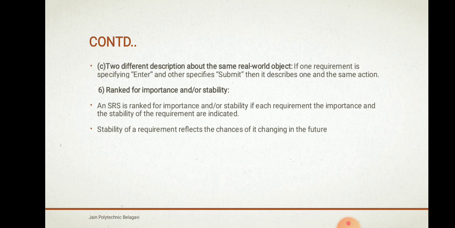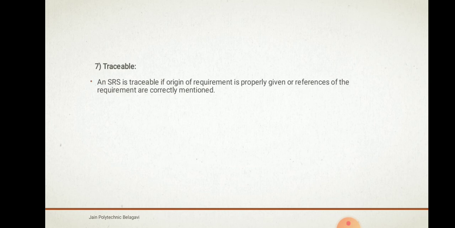Sixth is ranked for importance or stability. An SRS is ranked for importance and stability if each requirement and the stability of the requirement are indicated. The stability of a requirement reflects the chances of it changing in the future. Seventh one is traceable. An SRS is traceable if the origin of each requirement is properly given or the references of the requirement are correctly mentioned.